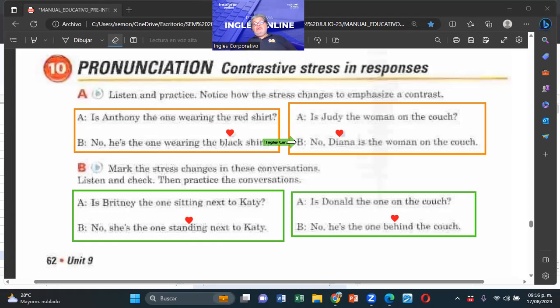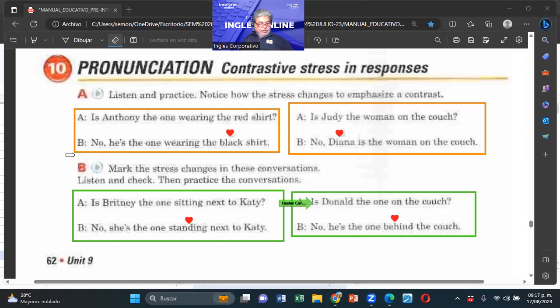Is Judy the woman on the couch? No, Diana is the woman on the couch. Is Brittany the one sitting next to Katie? No, she's the one standing next to Katie. Is Donald the one on the couch? No, he's the one behind the couch.